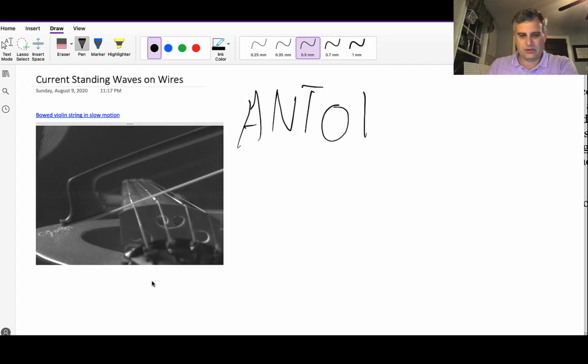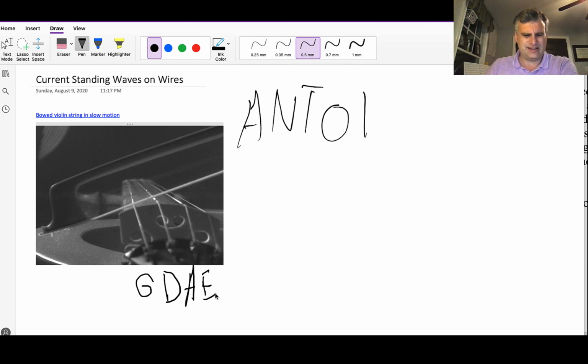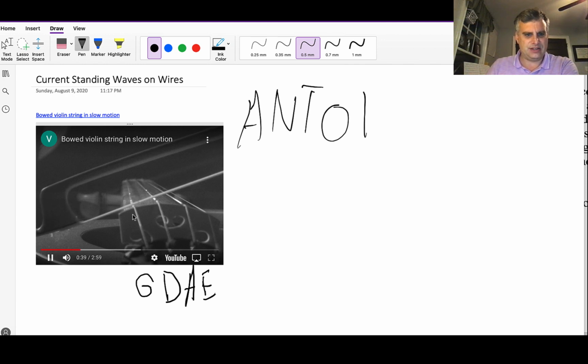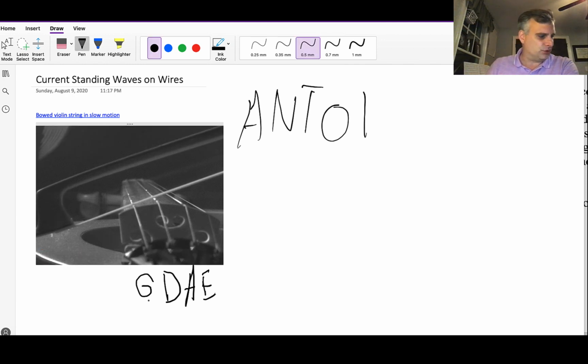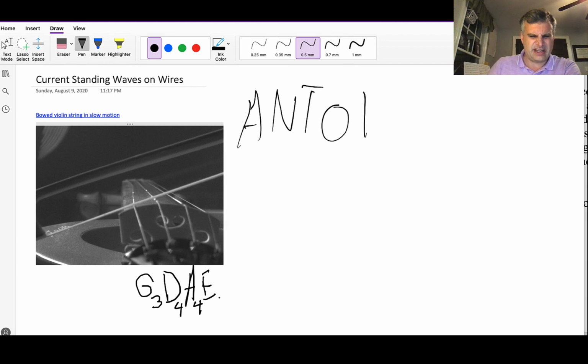So for those of you unfamiliar, this is G, this is tuned to D, this is A, and this is E. These four strings right here, E, A, D, and G. And if you're really into music, this is technically the third octave G, the fourth octave D, the fourth octave A, and the fifth octave E.